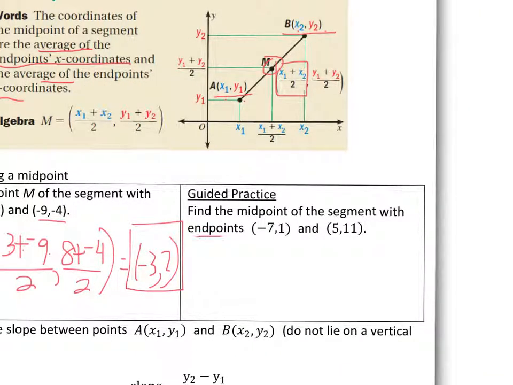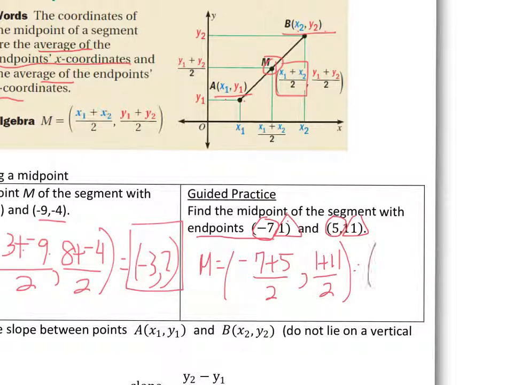Okay, again, I'll give you 2 endpoints. Midpoint. You would add the x coordinates and divide by 2. And for y, you would add the y coordinates and divide by 2. -7 plus 5 is -2. -2 divided by 2 is -1. 1 plus 11 is 12. 12 divided by 2 is 6.